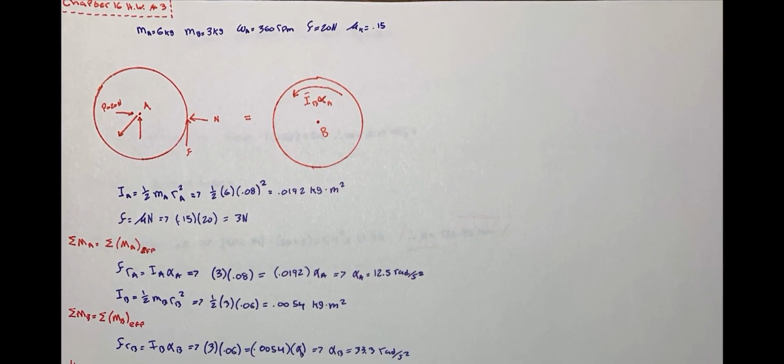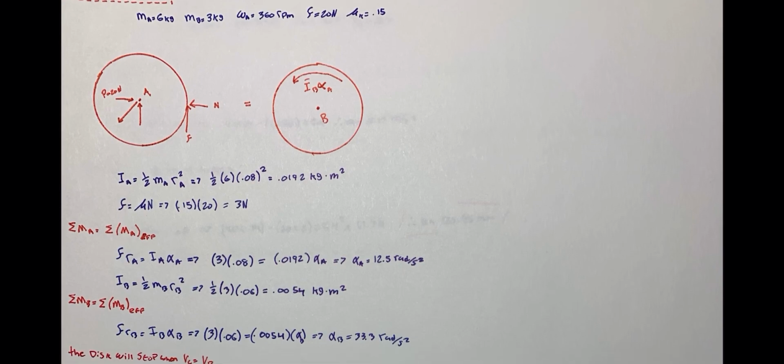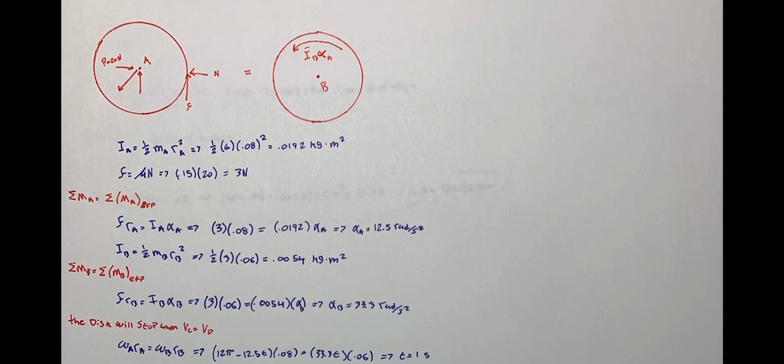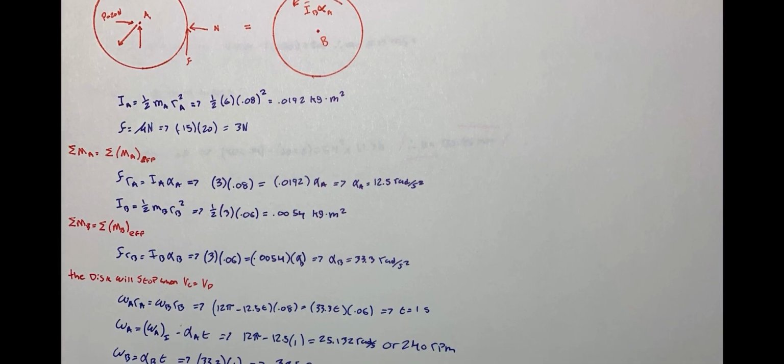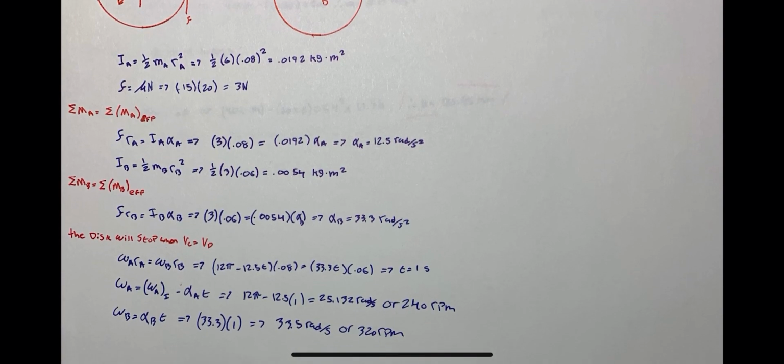Okay, number 3. We have 2 wheels that are brought together applying a force of 20 newtons. And we're supposed to determine the angular acceleration of each disk and the final angular velocity of each disk. So first we can find the inertia at A, and then we know that the force when they're coming together is mu times normal, which is 0.5 times 20, it's just 3 newtons.